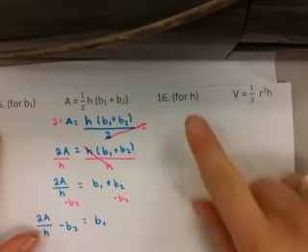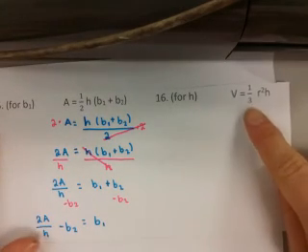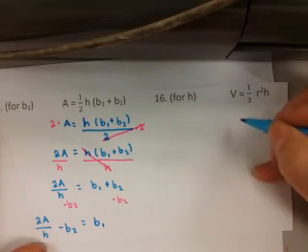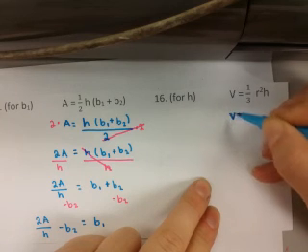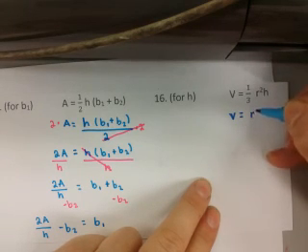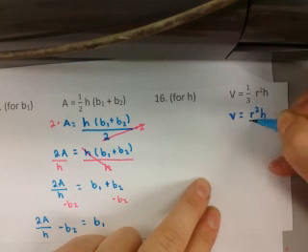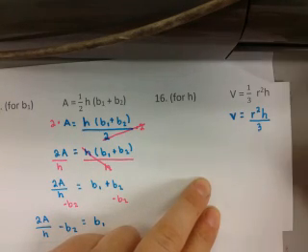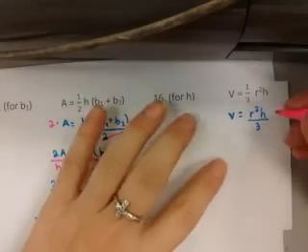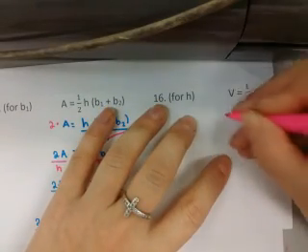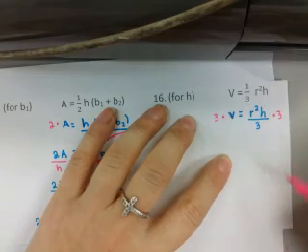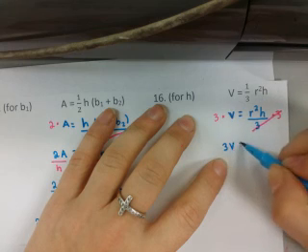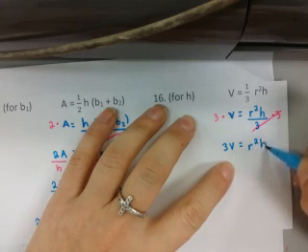Okay, on 16, we want to solve for h. So we've got 1/3 pi r squared h. Well, once again, it's a lot easier for me to rewrite this as pi r squared times h all over 3. Because multiplying by a third is the same as dividing by 3. So now it's really clear that I need to multiply both sides of my equation by the number 3. So if I multiply by 3, I have 3v is equal to pi r squared h.